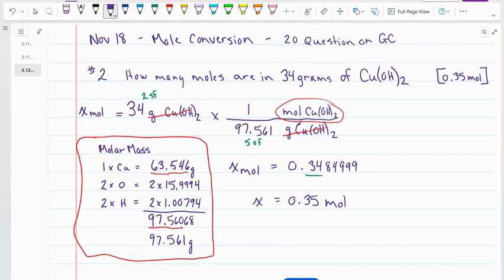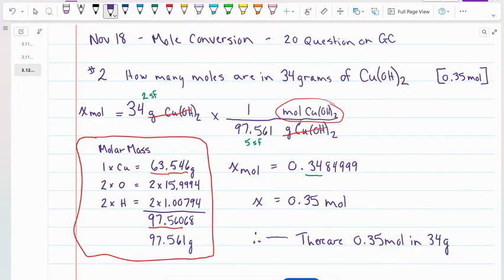Okay, and if you wanted to be totally technical, then you could put your little therefore statement. That's more for math, not chemistry. But if it was something that you were handing in, yes, I would want a therefore. And let me just put it there. Therefore, there are 0.35 moles in 34 grams.